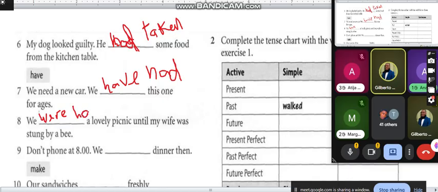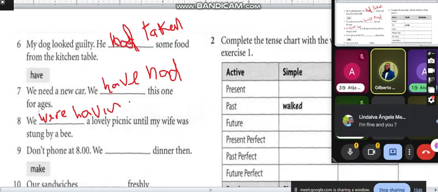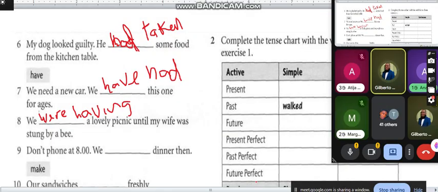Okay, so now let's go to number 9. Let me see the people I have on the screen. Delva will go first this time. Thank you so much, Adam, for providing the answer to the previous question. Delva, let's go to number 9. Don't phone at 8, we blank dinner then.